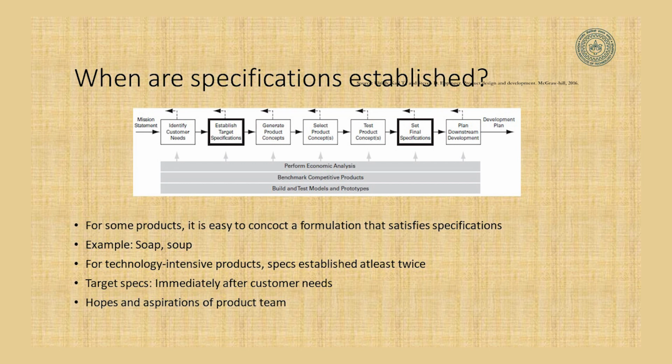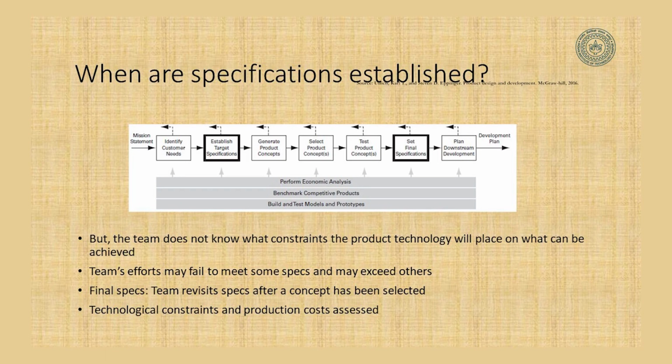Okay. So, the target specs here, which are not the final specs, are actually your dream, your hopes, your aspirations of the product team. Okay. So, team does not know what constraints the technology will place on what can be achieved. So, at this stage you have identified customer needs, you have got your specs which are metrics and values, but you do not know these concepts may actually place some constraints on what can be achieved. The current technology may not help you achieve that hope and aspiration and that dream. So, that is why you will have a final specs in that. So, team's efforts may fail and may even exceed sometimes. Sometimes you may do better than what you set out to achieve.